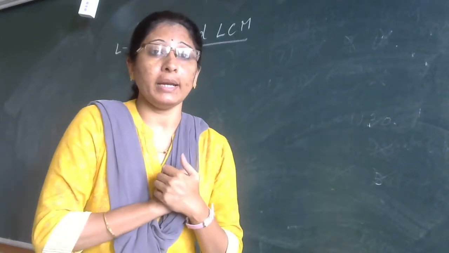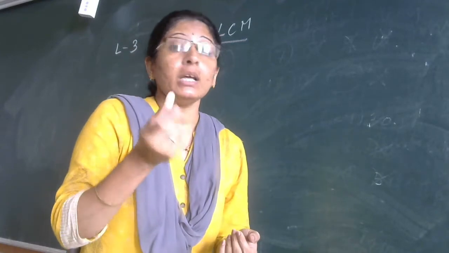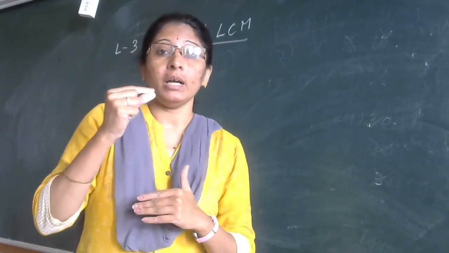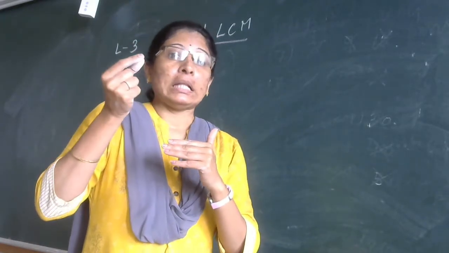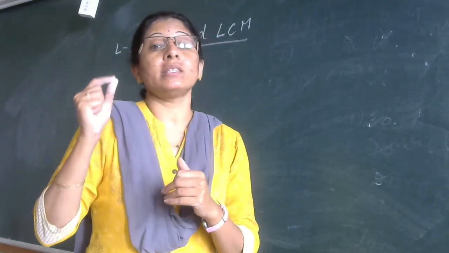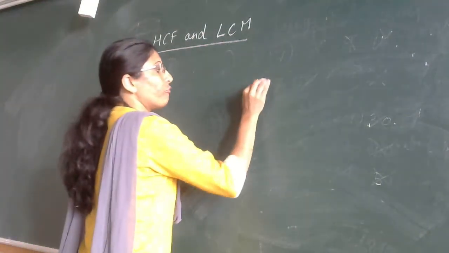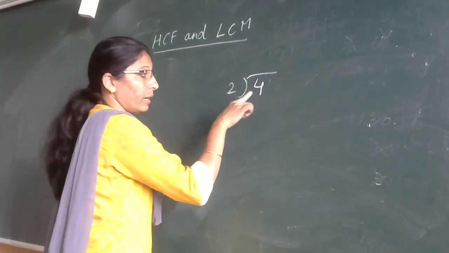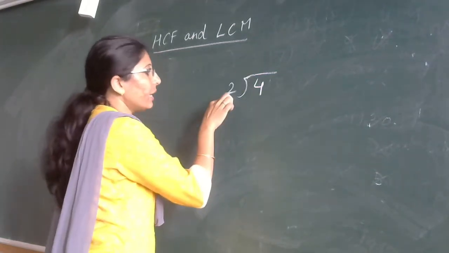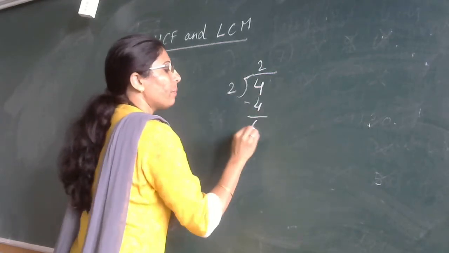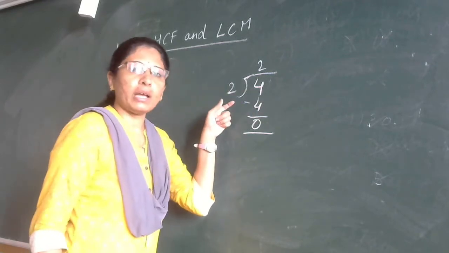First, what do we mean by divisibility rules, and why are those used? Now, what is divisible? If any number is said to be divisible by another number, it means when you divide it, you get the remainder 0, leaving no remainder. For example, we have to find whether 4 is divisible by 2 or not. If we divide it and get the remainder as 0, this means that 4 is divisible by 2.